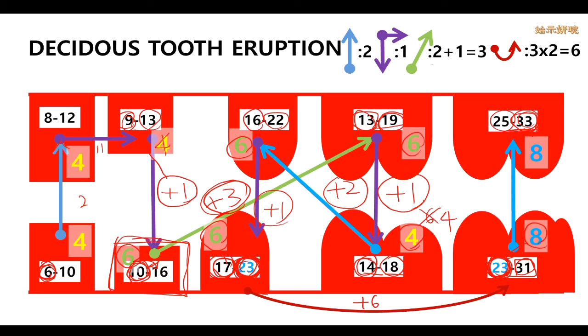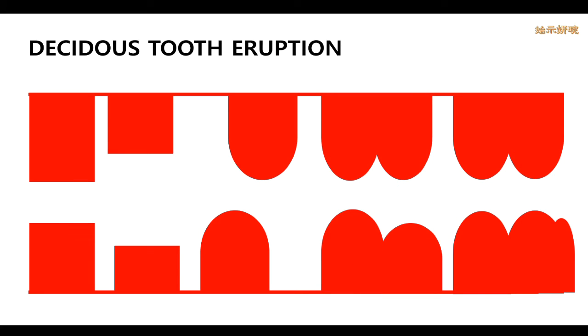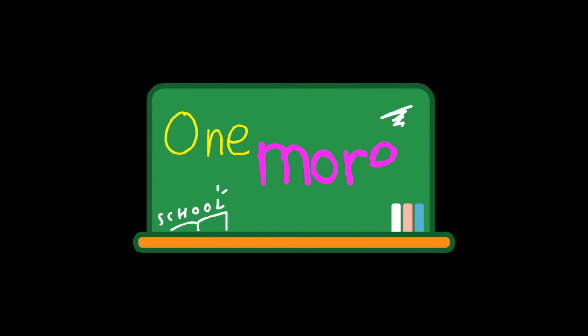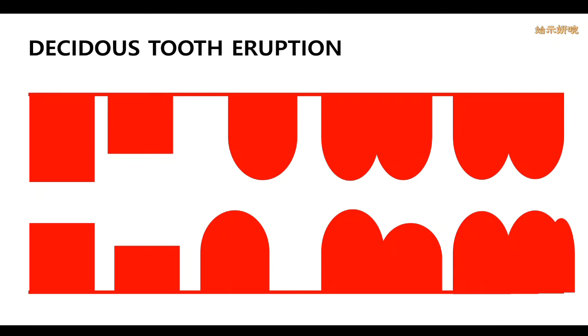It looks very messy, but I believe that it really helps you. Which tooth erupts first? It is the central incisor of the mandible. So it erupts at 6 to 10. Okay, before we move on, let's tag numbers here. Colorful numbers 6, 6, 6, 6, and it was 4.